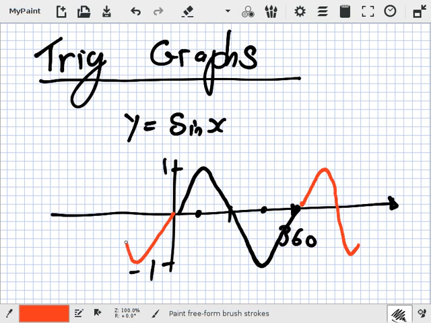Do you remember the word from sequence and series that describes a repetition like this? What is it? Periodic, yeah. Periodic. Right, so if you can draw that one, that's the sine graph. So let's have a look at the cos graph.